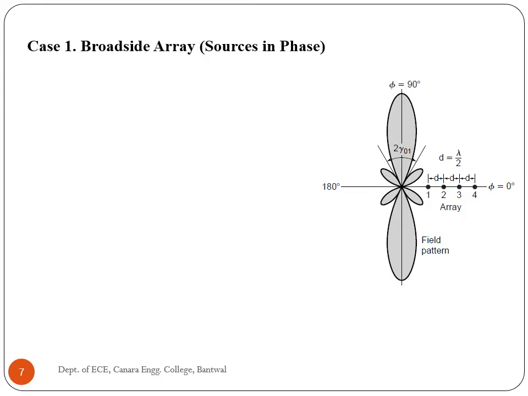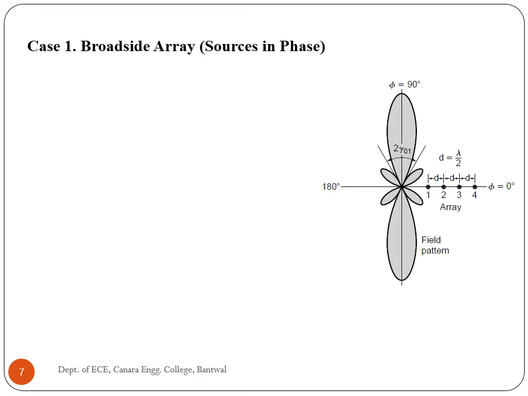To illustrate some of the properties of the linear array, in the syllabus 4 cases are discussed. The first one is the broadside array. In a broadside array system, the peaks should be in a plane perpendicular to the axis of the array. As we can see in the figure, major lobes are perpendicular to the axis of the array. In a broadside array system, sources are in phase. Power is applied with equal amplitude and in phase.